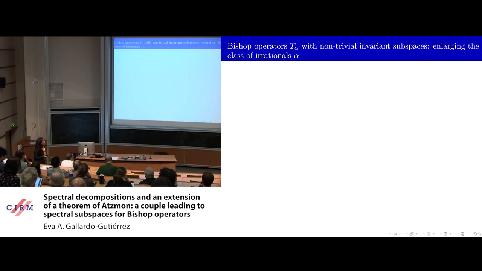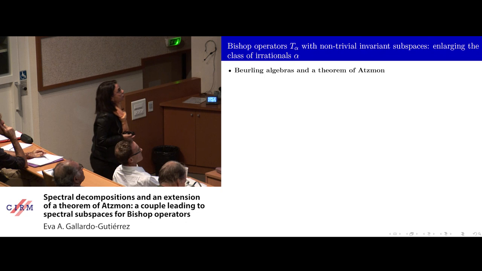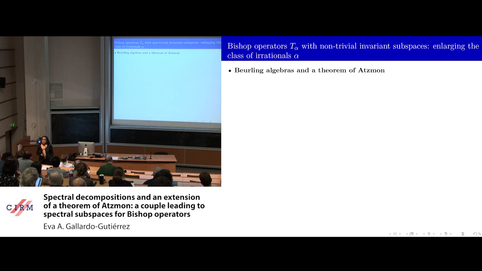And how are we going to do that? It's trying to understand what is boiling down, and this is by means of Atzmon's theorem. And what is boiling down is related to how we use a functional calculus model in this context. So let me recall, I know there are some experts in the audience about Banach algebras and Beurling algebras, just let me recall briefly what it consists of.